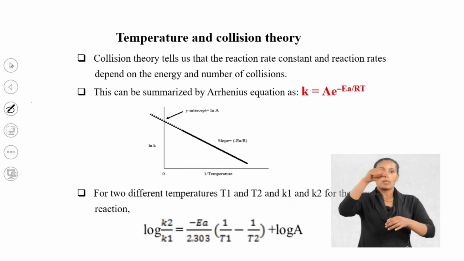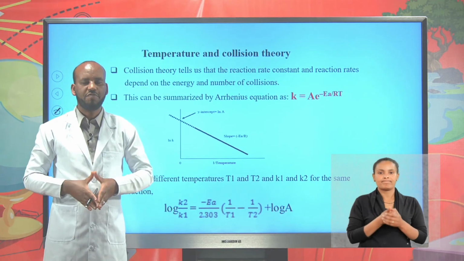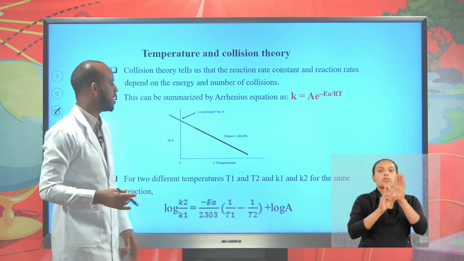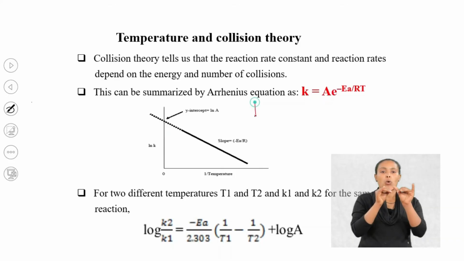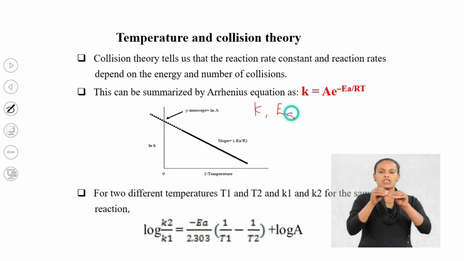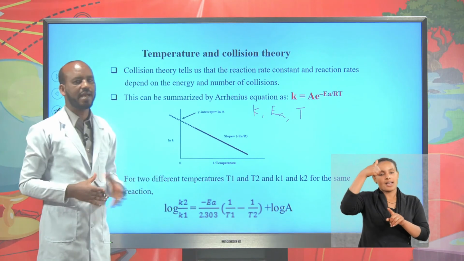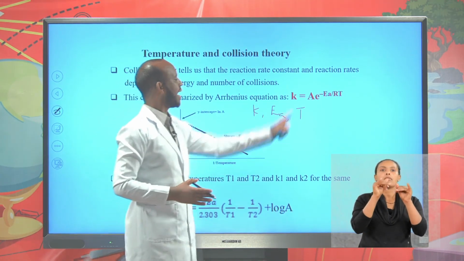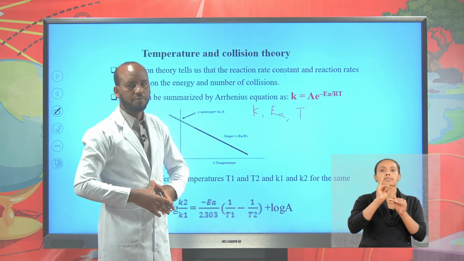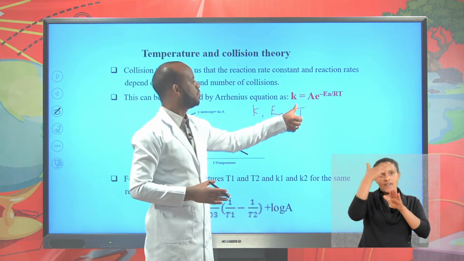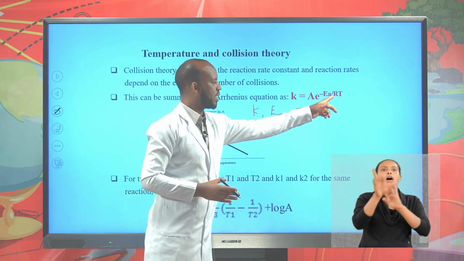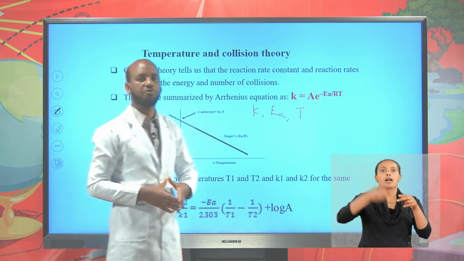Temperature and collision theory. Svante Arrhenius developed a mathematical relationship between rate constant, activation energy, and temperature of the reaction. According to Svante Arrhenius, K, the rate constant, equals A, the frequency factor, times e raised to minus Ea, the activation energy, divided by R, the universal gas constant, times T, the temperature of the reaction.